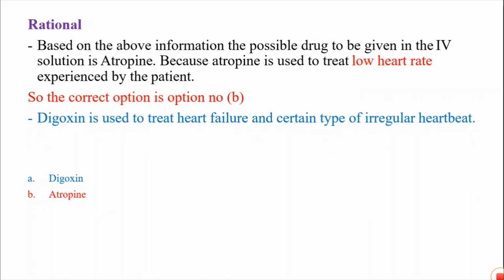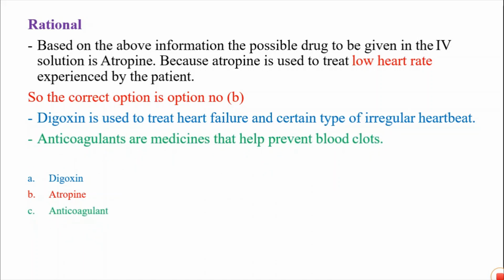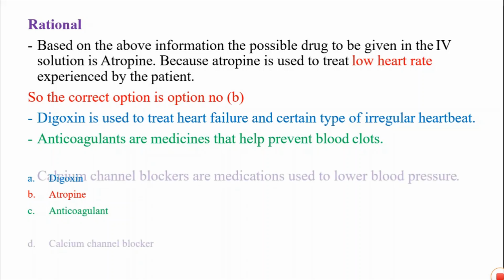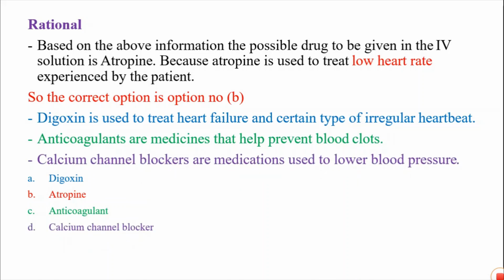Digoxin is used to treat heart failure and certain types of irregular heartbeat. And anticoagulants are medicines that help prevent blood clots. And calcium channel blockers are medications used to lower blood pressure. So the correct option is option number B, atropine.